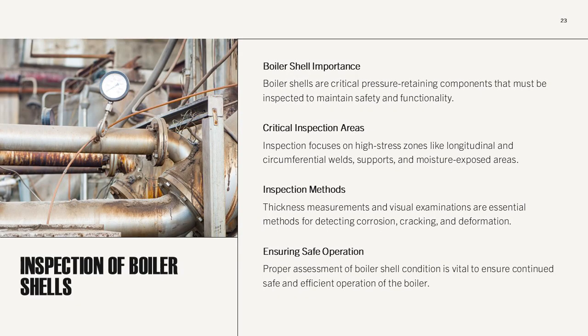Boiler shells are primary pressure-retaining components and require careful inspection for corrosion, cracking, and deformation. Inspectors should focus on areas of high stress, such as longitudinal and circumferential welds, supports, and areas exposed to moisture. Thickness measurements and visual examination are key methods. Proper assessment of shell condition is essential for ensuring continued safe operation.